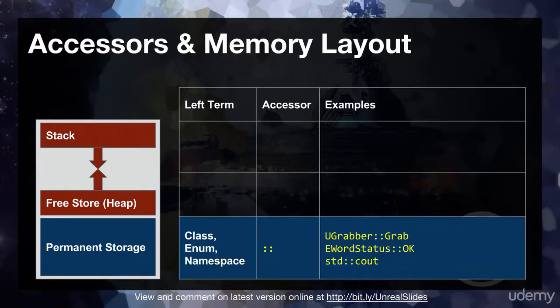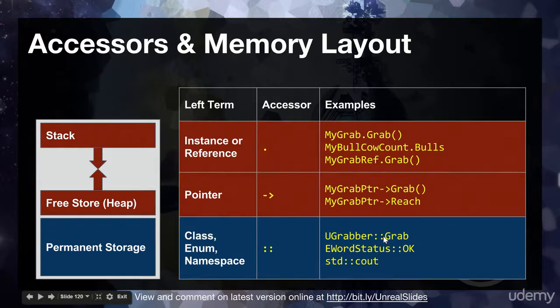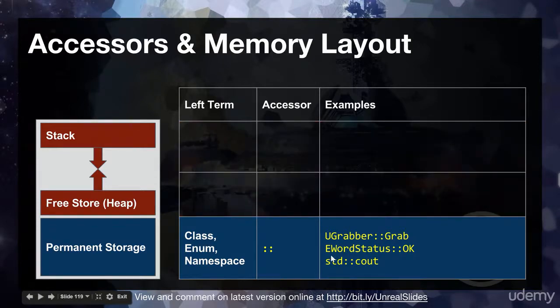Okay. Now, this ties into the accessor operators. So, I've got a table for you. Three columns. The left-hand term is talking about, say, I take UGrabber colon Grab, or EWordStatus, or std. That's what I mean by the left-hand term. So, if the left-hand term is a class, an enum, a namespace, or other things, but we'll just leave it at that for now, then the accessor operator you want is a colon. In the example of UGrabber colon Grab.